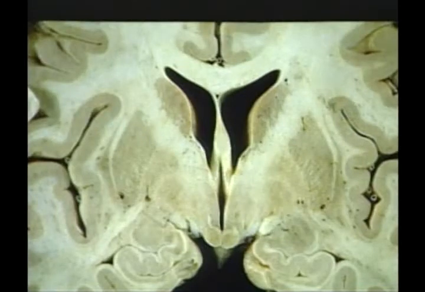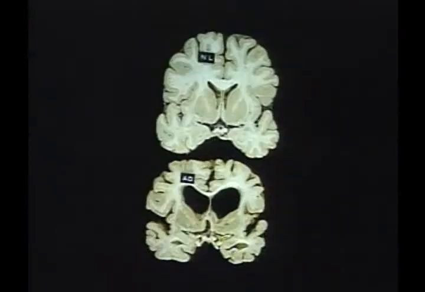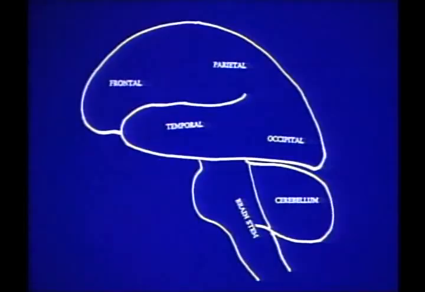The loss of brain tissue in Alzheimer's disease causes these ventricles to become dilated, as seen in the next picture, where you see normal ventricles up above, as depicted by the arrow, and down below the dilated ventricles seen in Alzheimer's disease. As we see in the next graphic, the human brain is divided into lobes.